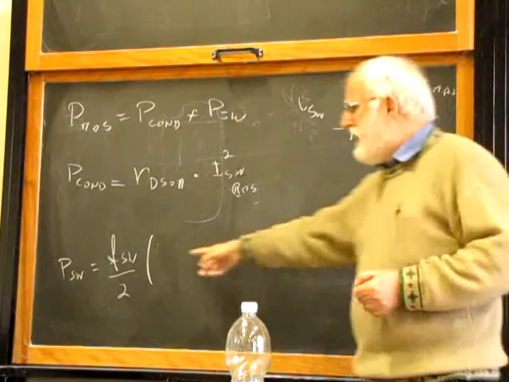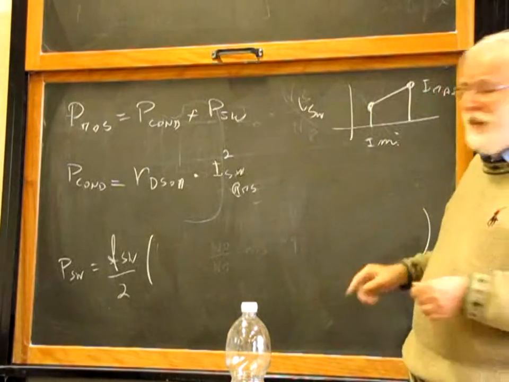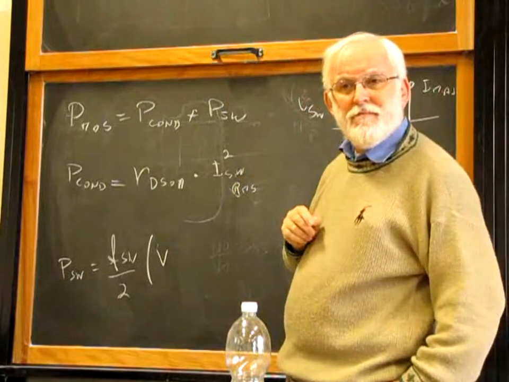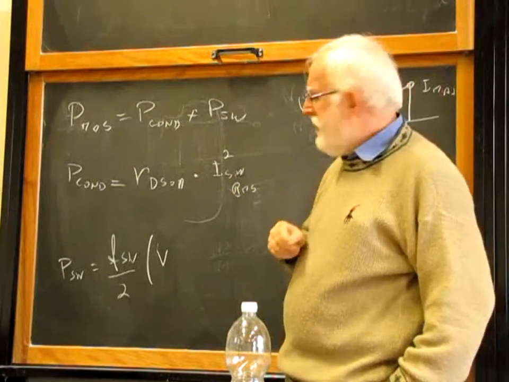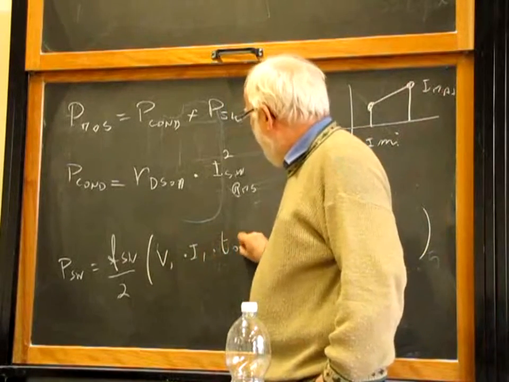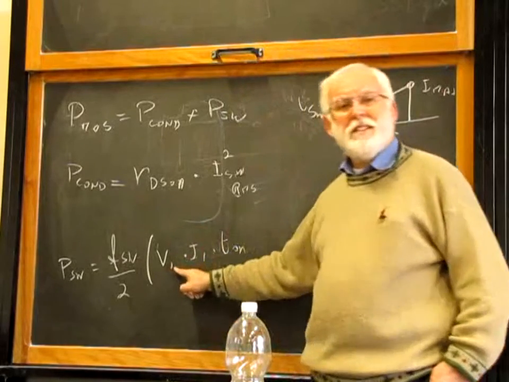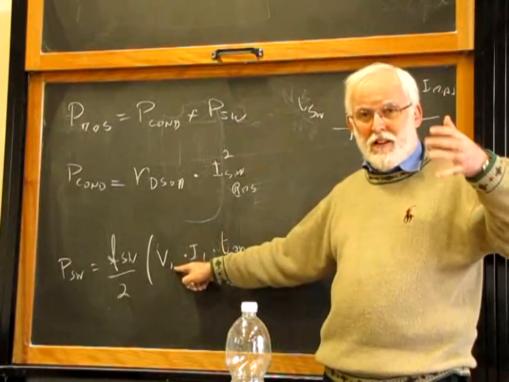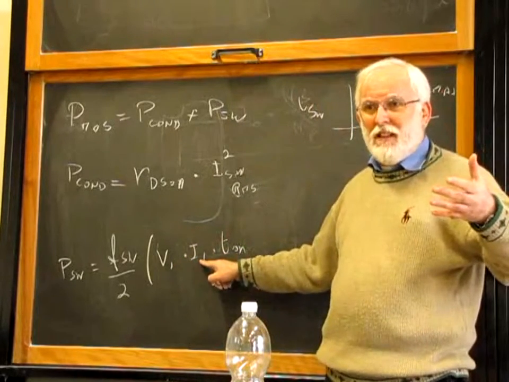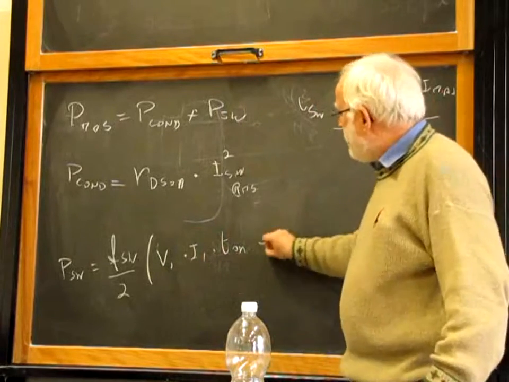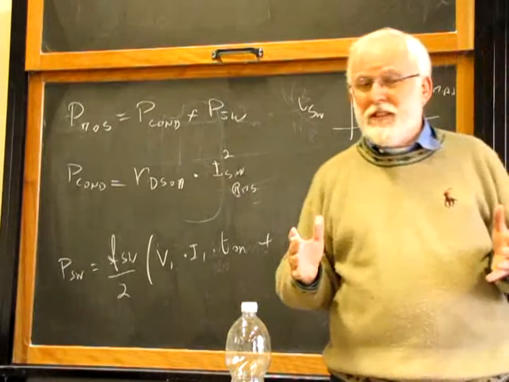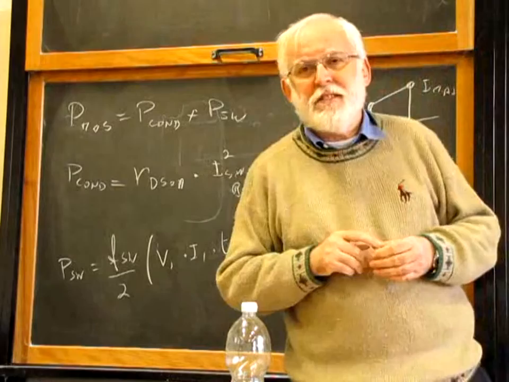Do you remember what is inside here? There was a V1 times I1 times T on. That means the voltage on the transistor before it closes, multiplied by the current that flows through the transistor after it is closed, multiplied by the T on time. We call it V1 and I1 because they have so many names, it depends on the circuit. I think it's easier like this.